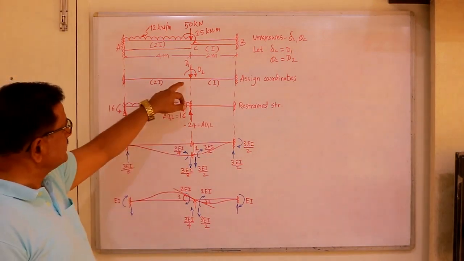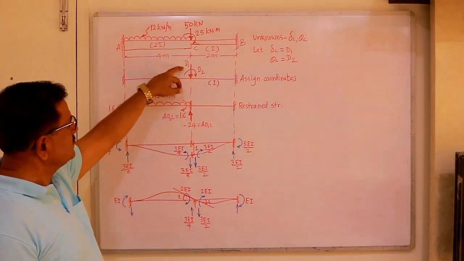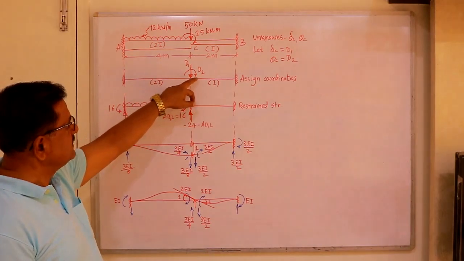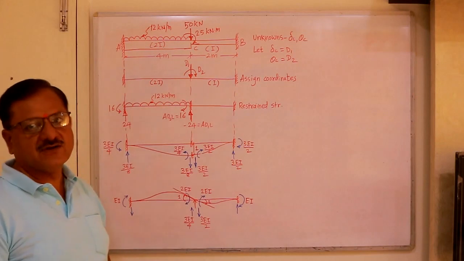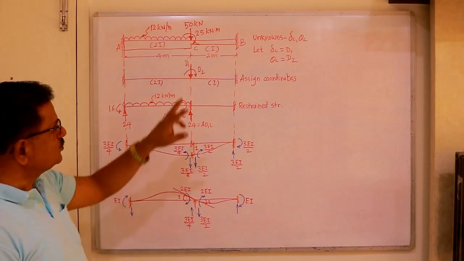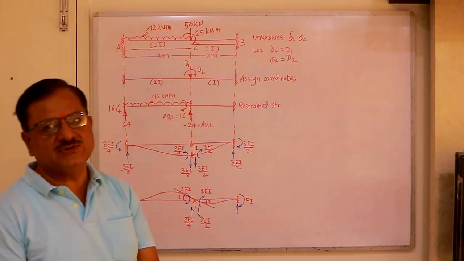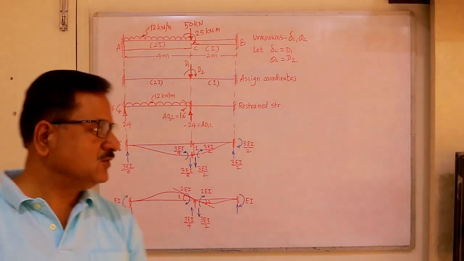Let's assign the coordinates in the direction of unknowns. So D1 is in the direction of delta C, and D2, that is a rotation, is in the direction of theta C. So two unknowns, and two coordinates D1, D2, are assigned in the direction of unknowns.